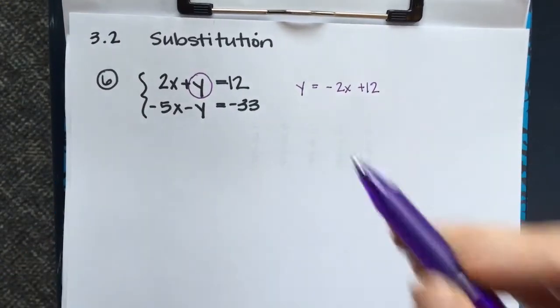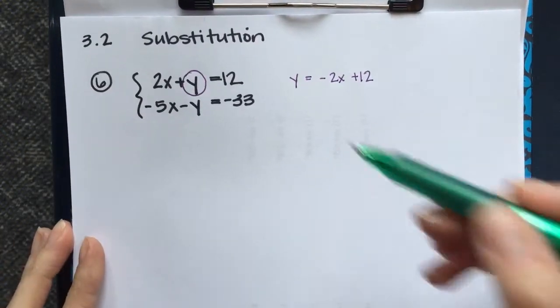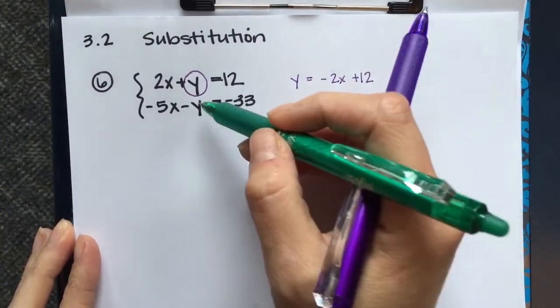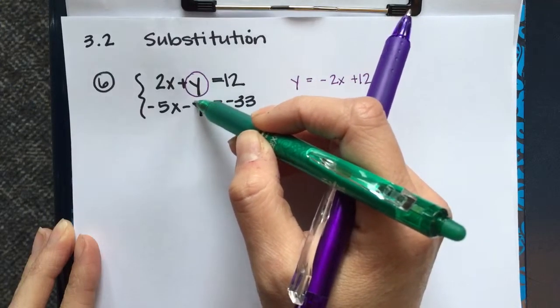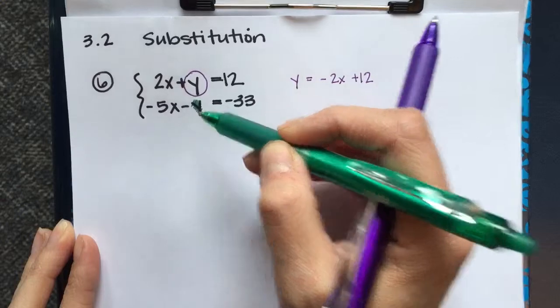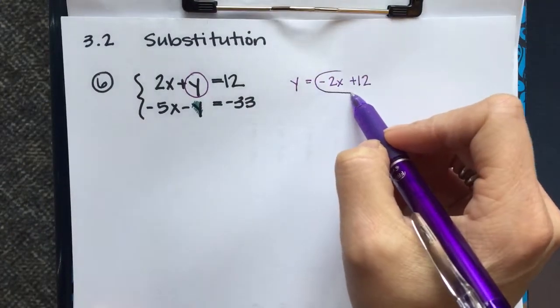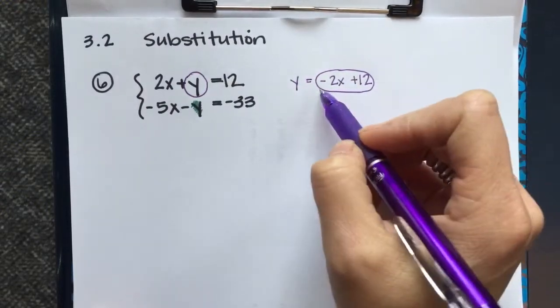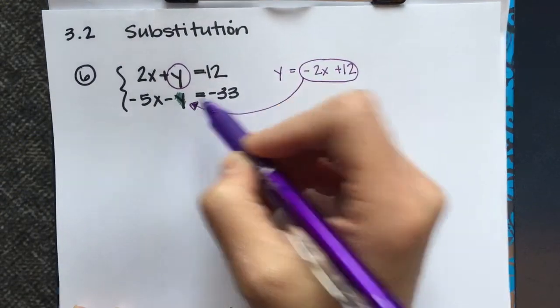So now that you have an equation that is solved for y, that's what I'm going to substitute. Since I know what y is, in the other equation, I'm going to remove that y. It's gone. So I'm going to pull the quarterback. We're going to bench him. And since y is equal to negative 2x plus 12, we're going to substitute that in its place.